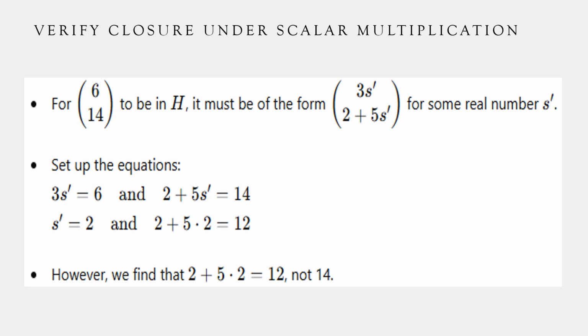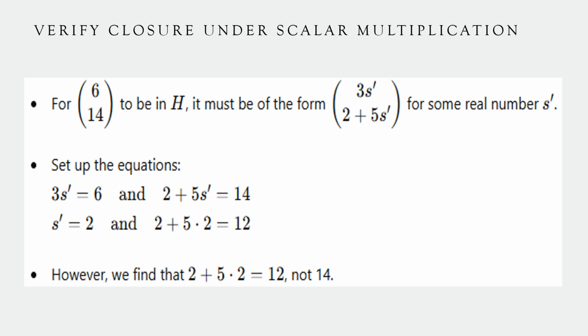Now we need to verify closure under scalar multiplication. For (6, 14) to be in H, it must be of the form (3s, 2 + 5s) for some real number s. So to do this, we just need to set up the equation. We need to verify that 3s equals 6 and 2 plus 5s equals 14.